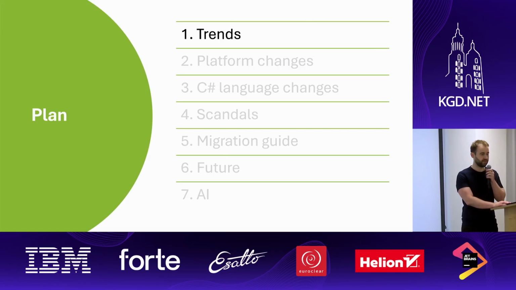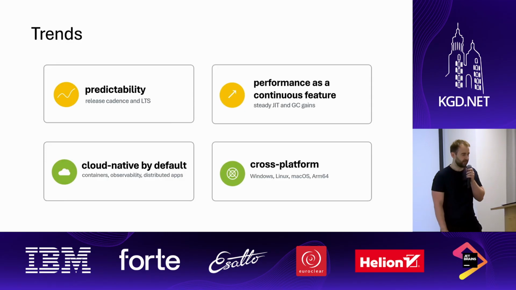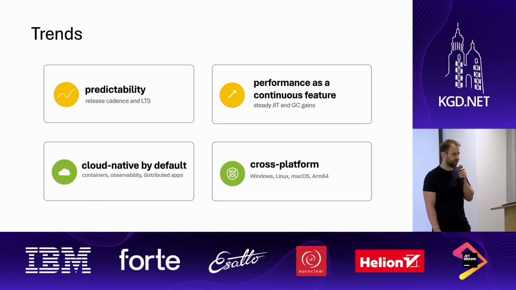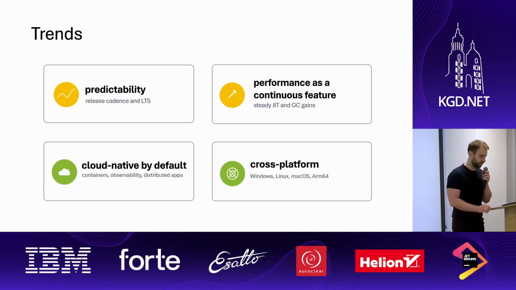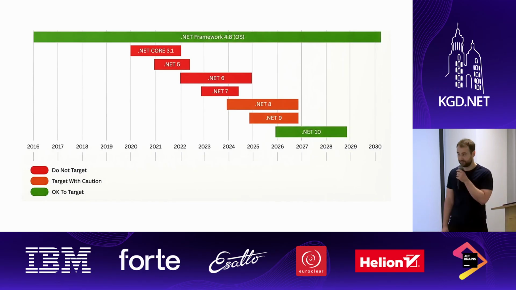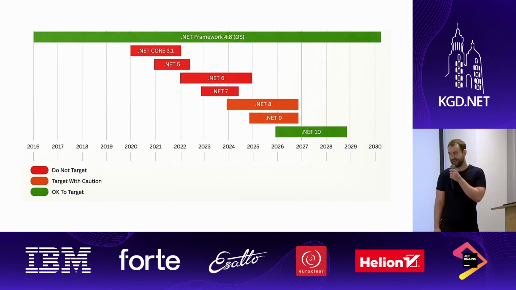So let's start with trends. Before looking at individual features, it's useful to understand the direction of travel. So .NET started to be more predictable. It pays attention to performance. It is cloud native and it is cross-platform. So on this slide you can see an obvious truth. The latest .NET 10 is okay to target. Yeah, it's our default target for today.